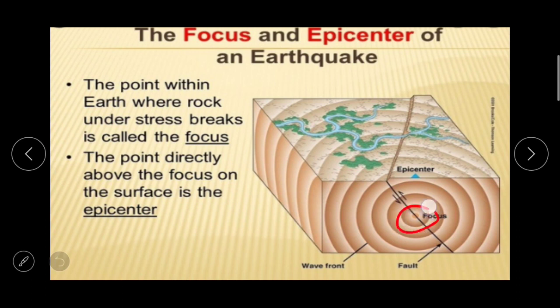Here you can see the focus or hypocenter. Energy waves scatter in all directions from the center, and the place on the earth's surface where these energy waves reach first is called the epicenter of the earthquake. From the focus to here, the epicenter. It is the nearest place on the earth's surface from the focus, and it experiences the first tremor. The epicenter is perpendicular to the focus.